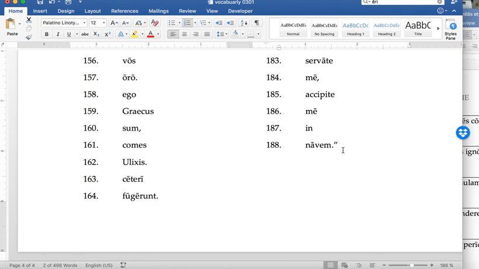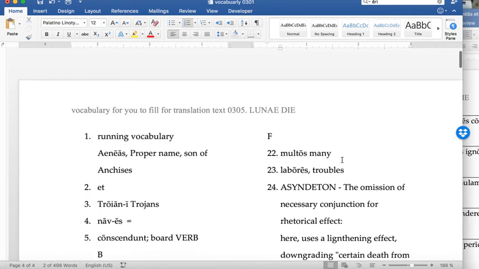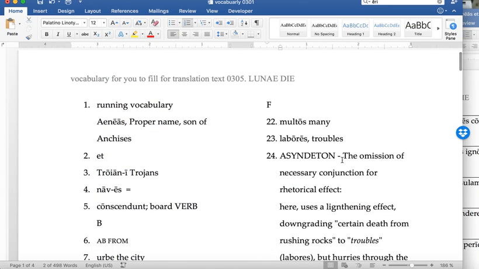So once you've written out those vocabulary items, you'll be able to translate the sentences that will be on the other handout. All right?